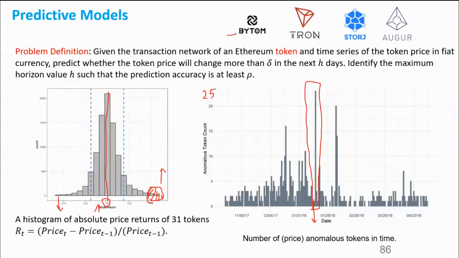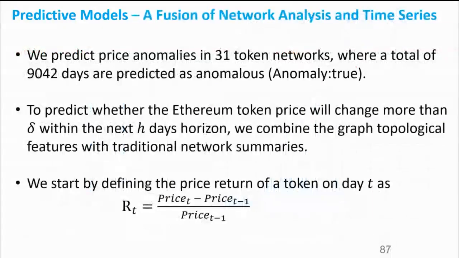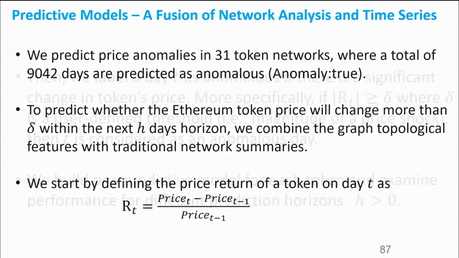And here are some of the tokens that we consider: Bytom, Tron, Storj, there are many of them. So we predict anomalies in 31 token networks. A total of 9,042 days are predicted as anomalous. To predict whether the Ethereum token price will change more than a threshold, we combine graph topological features with traditional network summaries. First, we define a price return on day t as the price at day t minus the price at t minus 1 divided by the price at t minus 1. That's quite intuitive. That's actually saying compared to the previous day, how much the price has increased.